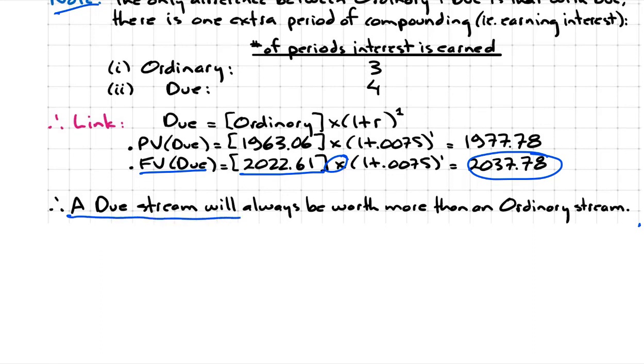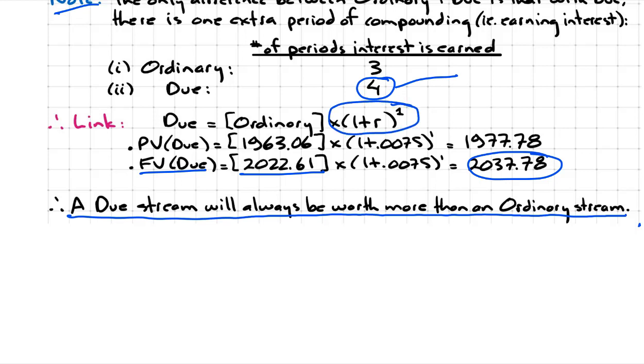Therefore, a due stream will always be worth more than an ordinary stream. Why is that? As we demonstrated, whether we're using that logic or doing that algebra, with a due, you get that 1 extra period of earning interest.